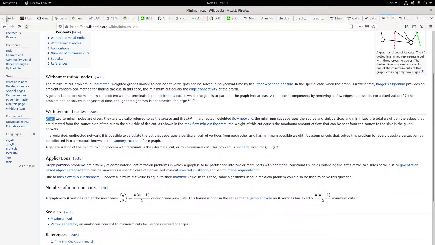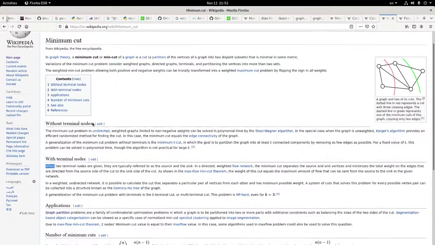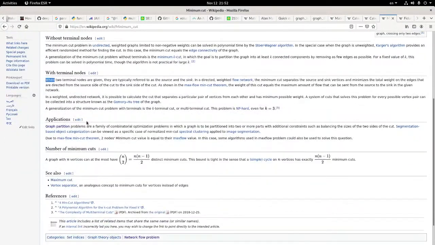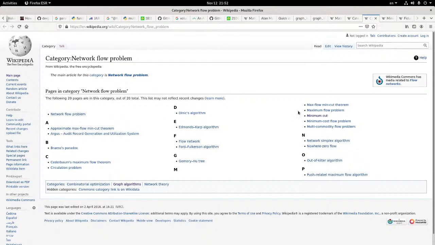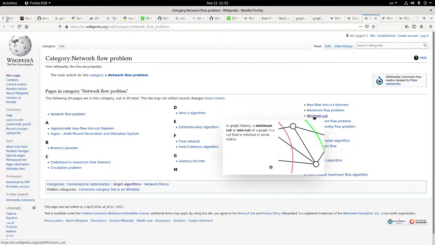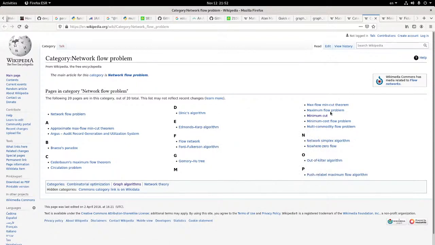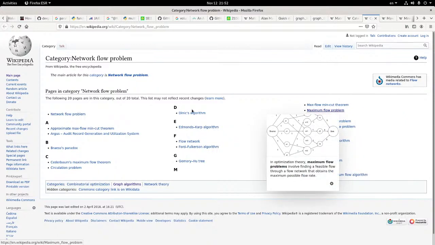Okay, I'm looking at with terminal nodes. When two terminal nodes are given, they are typically referred to as the source and the sink. What? Well, I have multiple terminal nodes. Are you telling me that there's no maximum, minimum cut? What's maximum flow? Did I do this already?